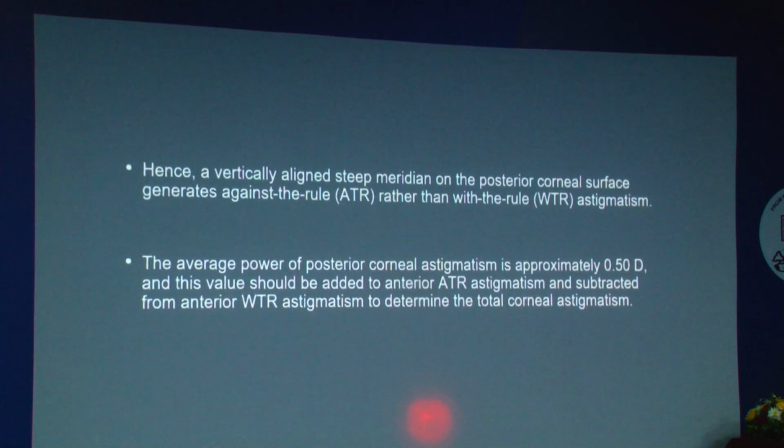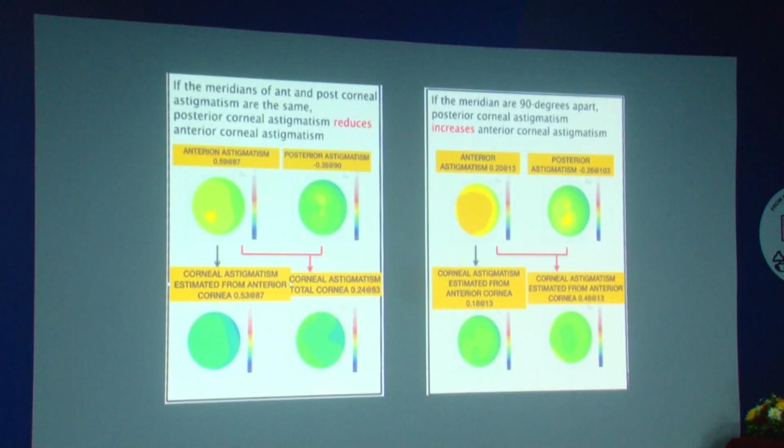The average power of posterior corneal astigmatism is about half a diopter, and this value should be added to the anterior against-the-rule astigmatism and subtracted from the anterior WTR astigmatism to determine the total corneal astigmatism. If the meridians of the anterior and posterior corneal astigmatism are the same, posterior corneal astigmatism reduces the anterior corneal astigmatism, whereas if they are 90 degrees apart, then it increases.